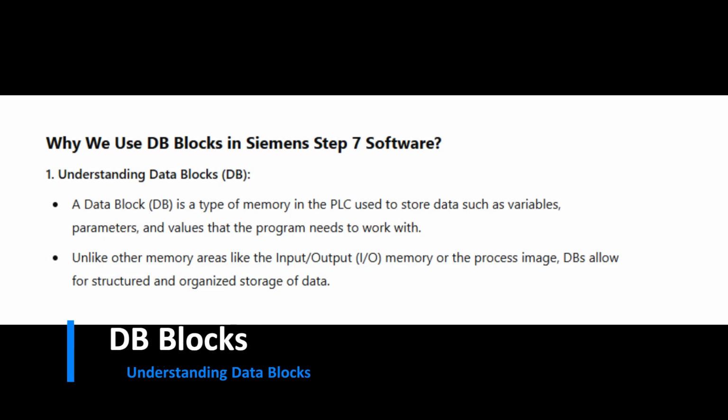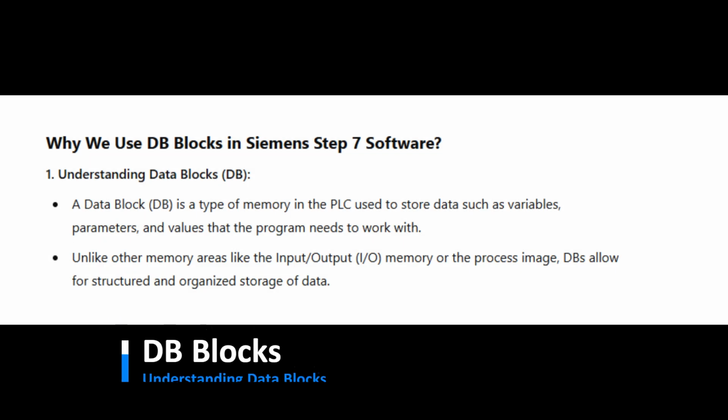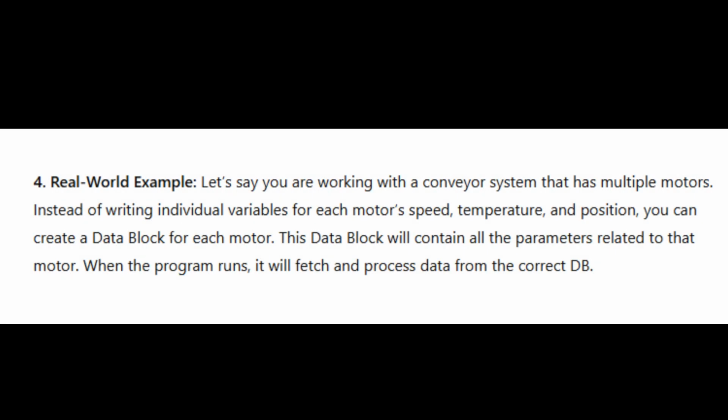A data block is a type of memory in the PLC used to store data such as variables, parameters, and values that the program needs to work with. DBs allow you to store large sets of data that the PLC will process. Let's say you are working with a conveyor system that has multiple motors. Instead of writing individual variables for each motor's speed, temperature, and position, you can create a data block for each motor. This data block will contain all the parameters related to that motor. When the program runs, it will fetch and process data from the correct DB.